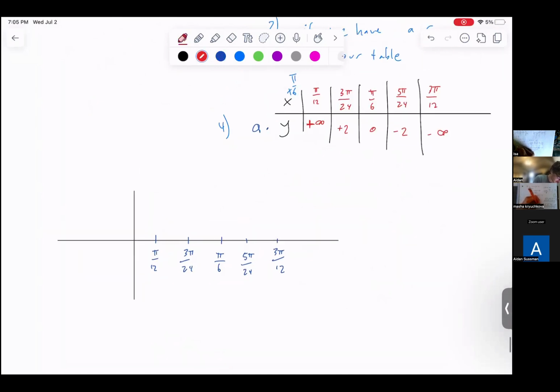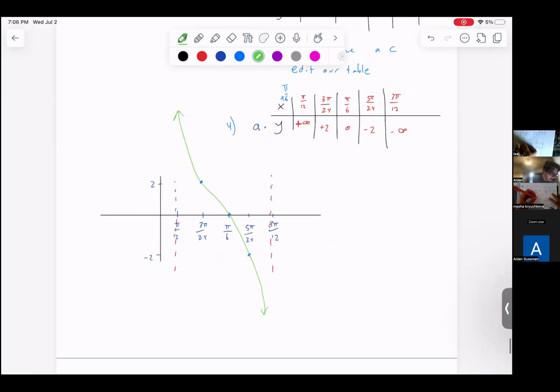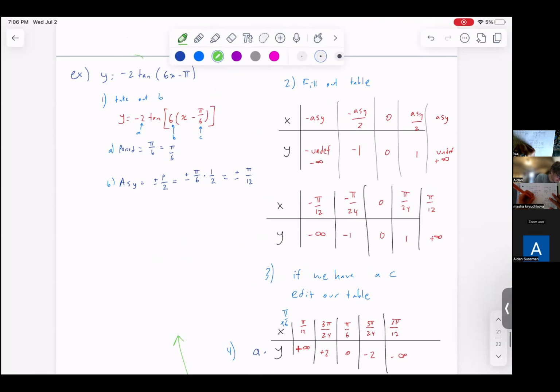And then from here, we just mark all of our, so we're going to first mark our asymptotes. There's our 2 asymptotes. And then we're going to mark our positive 2 and negative 2. And then let's just label it. Right here, we have a positive 2. Right here, we have a 0. Right here, we have a negative 2. And guess what? We just follow our asymptotes for the rest of this graph. And this is our tangent graph.